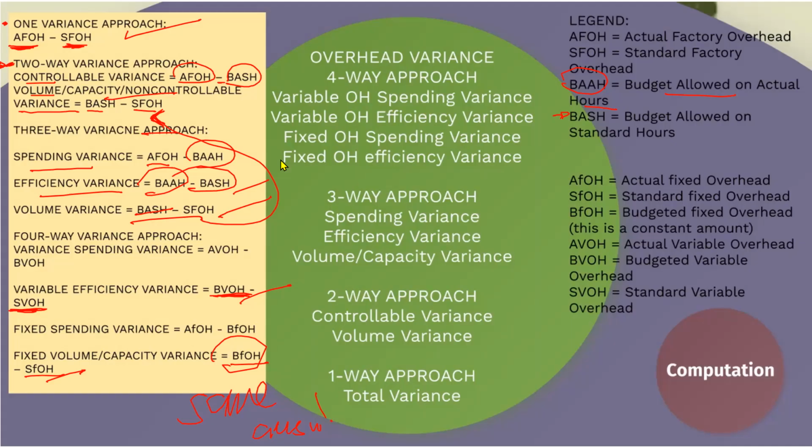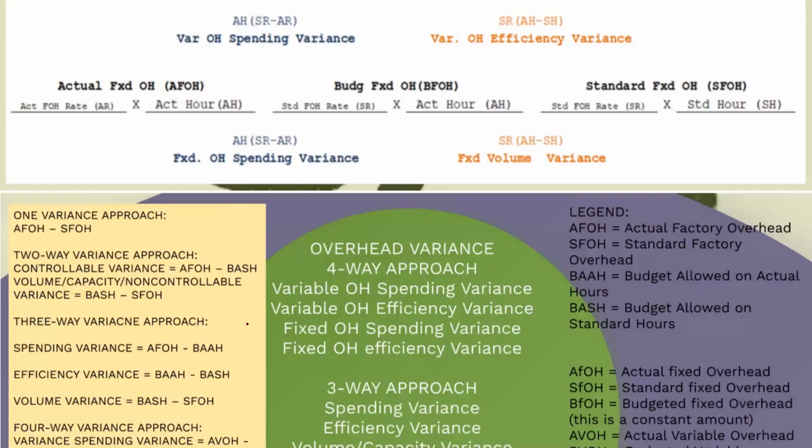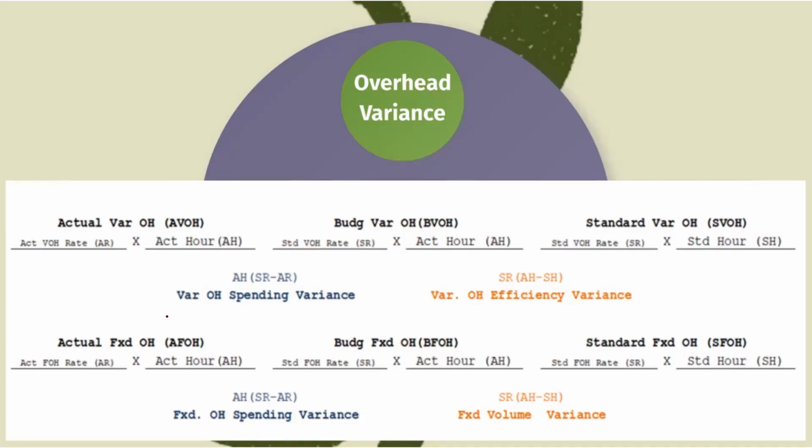How about the four-way? Again, the four-way, I already explained. It is this one. Okay? Variable spending, fixed overhead spending, variable efficiency, and your fixed volume. That is your four-way. Let us now reiterate, what is your three-way? Your three-way is your spending variance, the total of this.